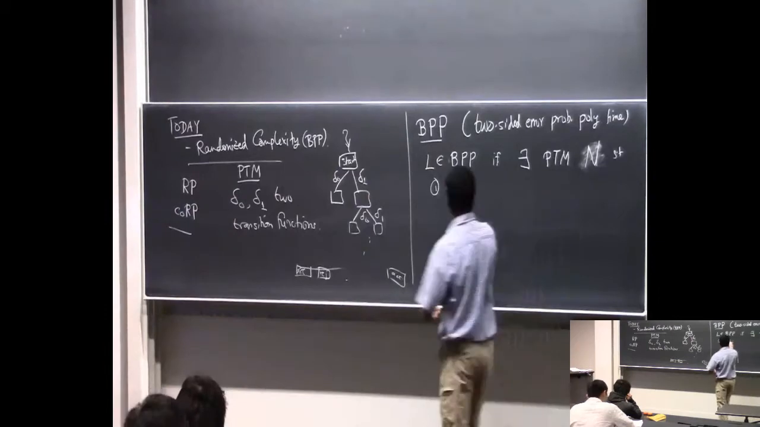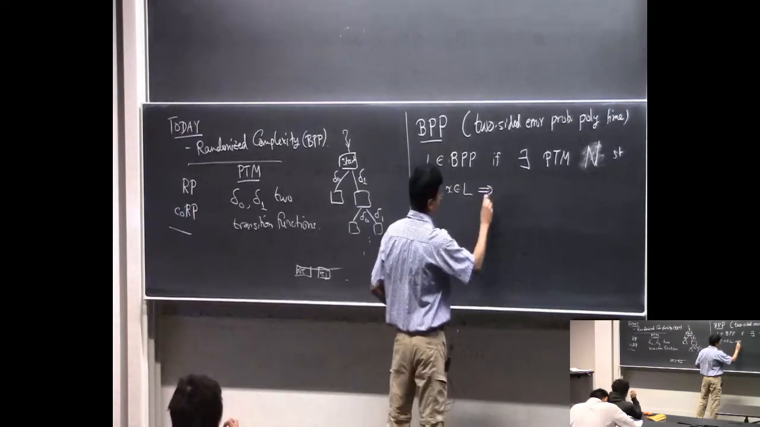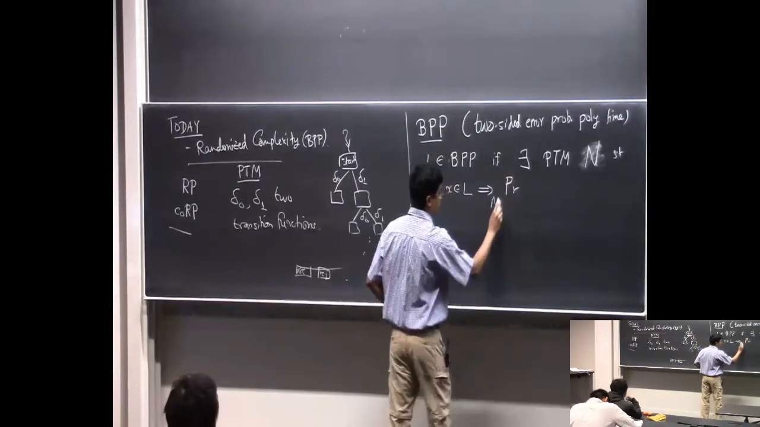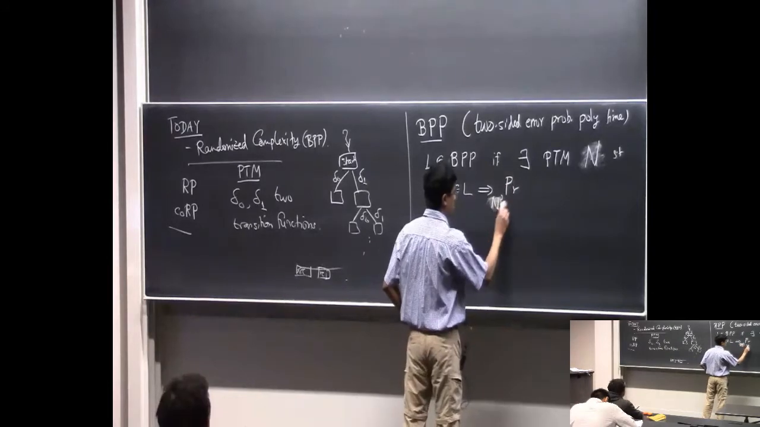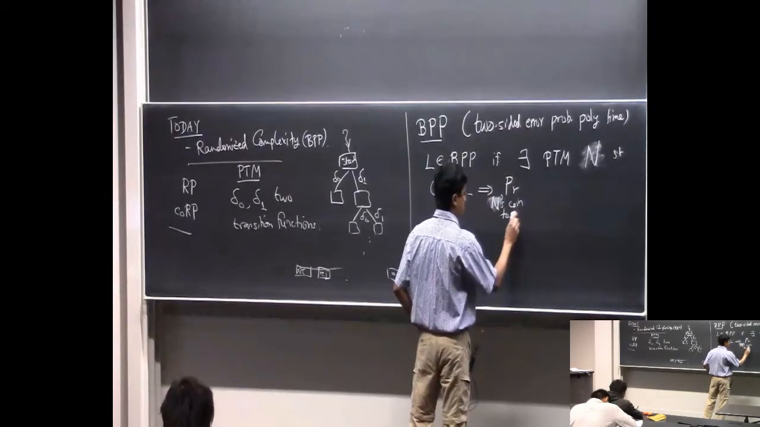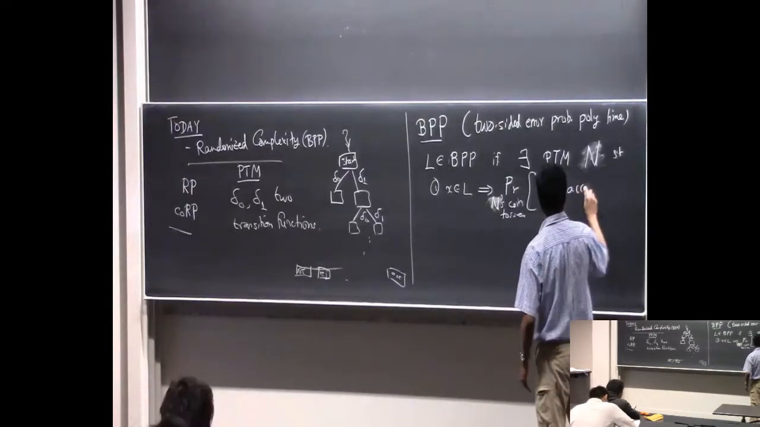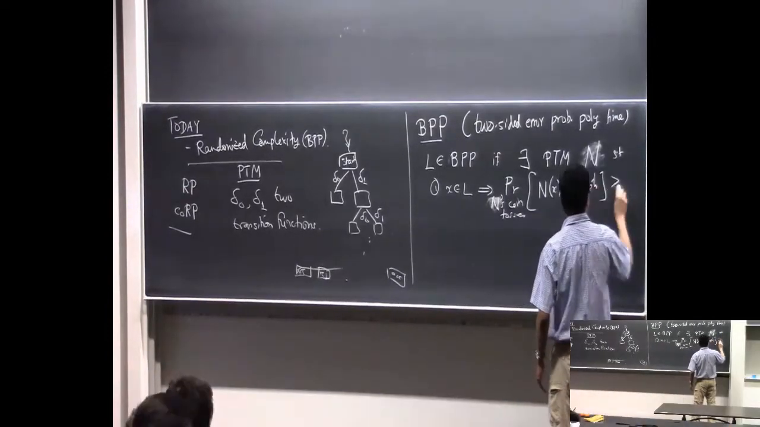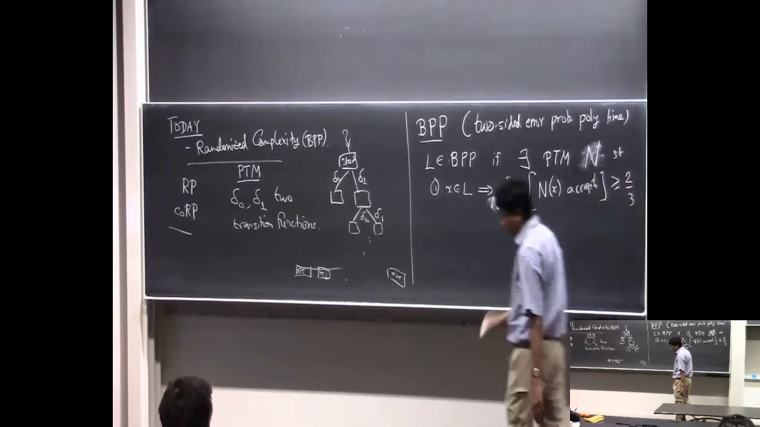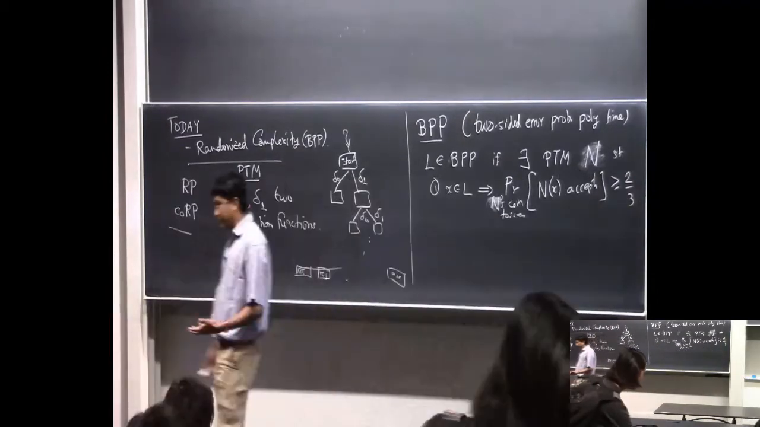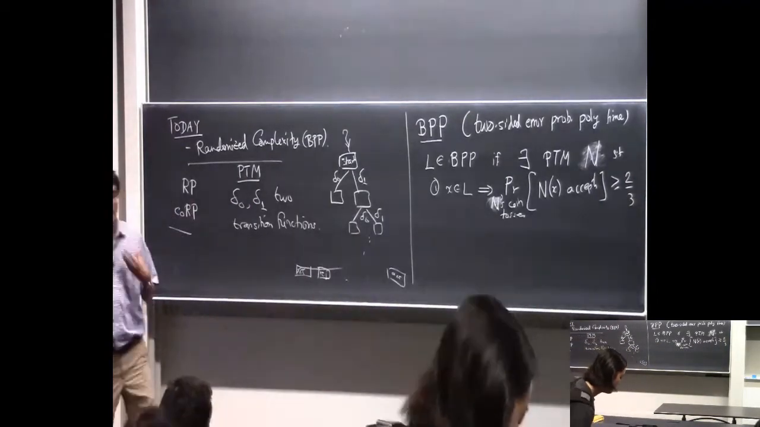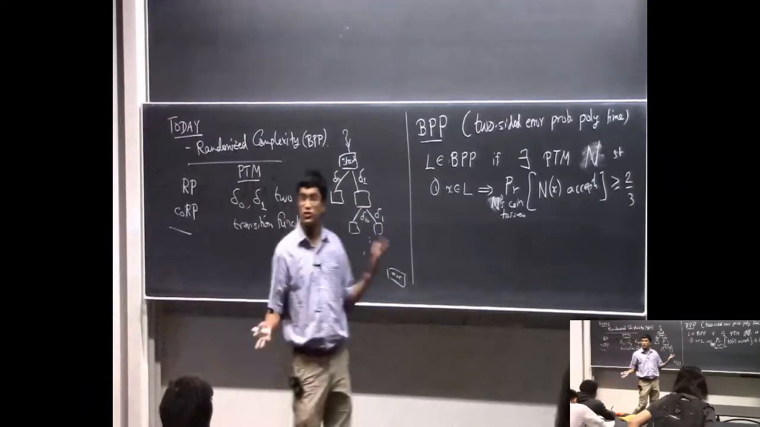So we'll say that if X is in the language, the probability over N's coin tosses that N of X accepts is at least 2/3. So what would a natural definition be? We want strings in the language to be accepted more often than strings not in the language.